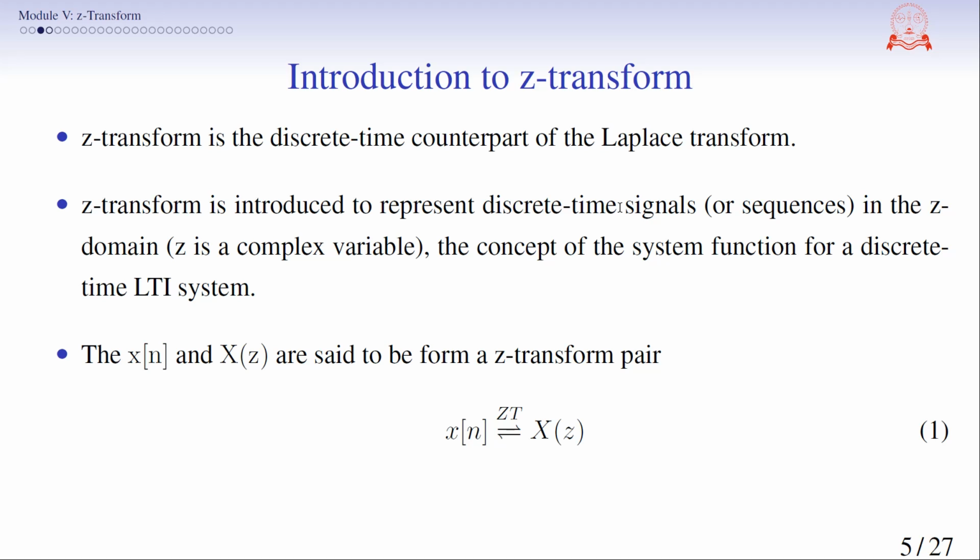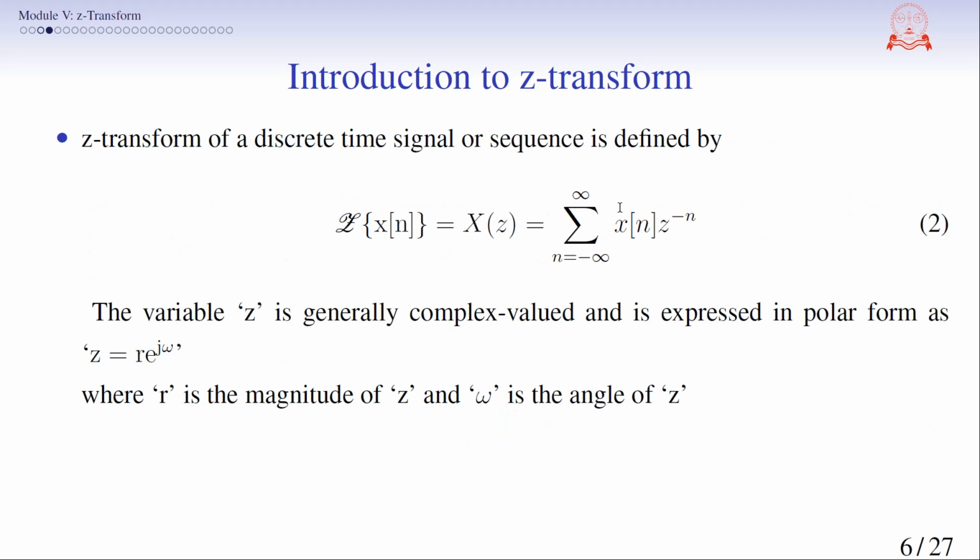The x of n and x of z are said to be the Z transform pair and is represented in the given equation below. The Z transform of a discrete time signal is defined by Z of x of n is equal to x of z is equal to summation n is equal to minus infinity to plus infinity x of n into z raised to minus n.